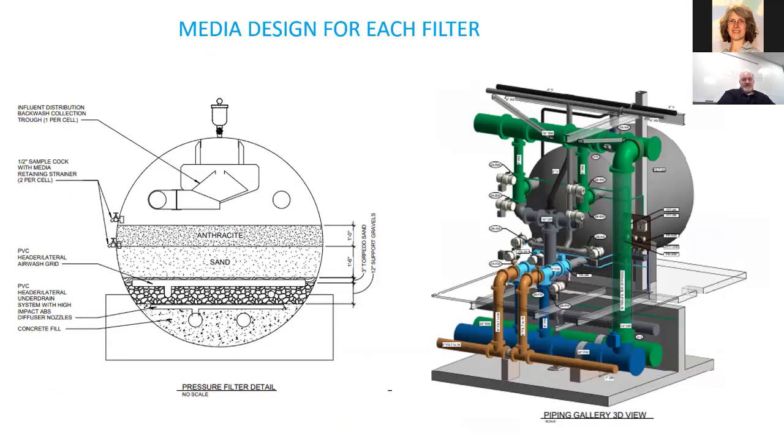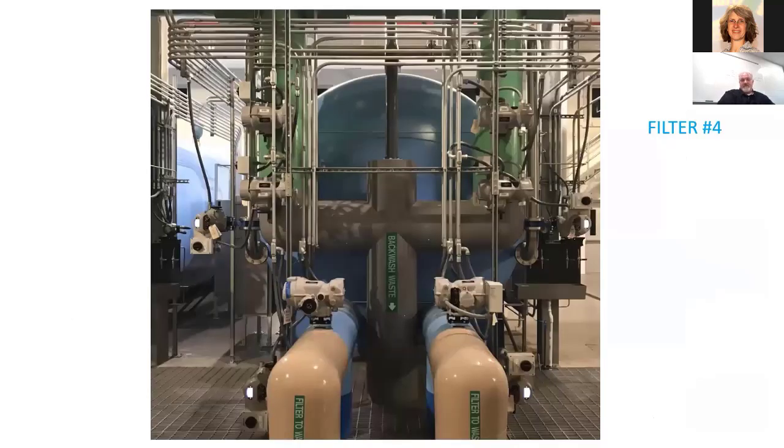The media design for each filter starts off with a concrete base in the bottom, and then air diffusers push up through gravel, then a sand layer, and anthracite on top. Front view of a filter cell. It shows the valving. All of those valves are electric motorized valves and are adjusted to throttle flow through the filter.